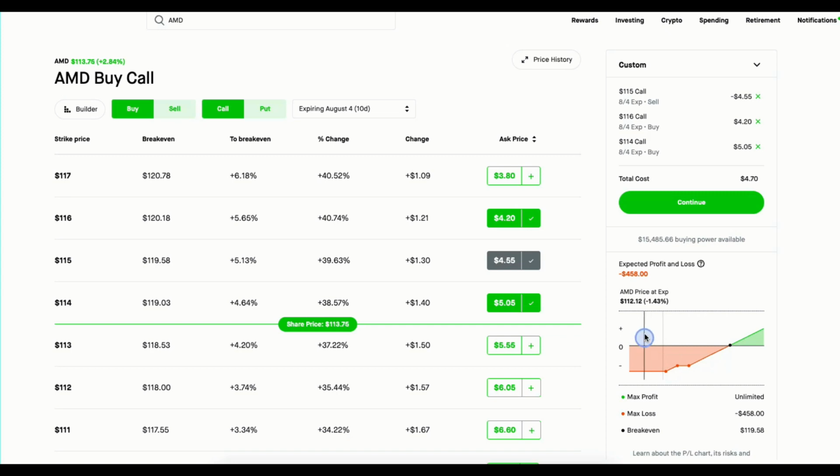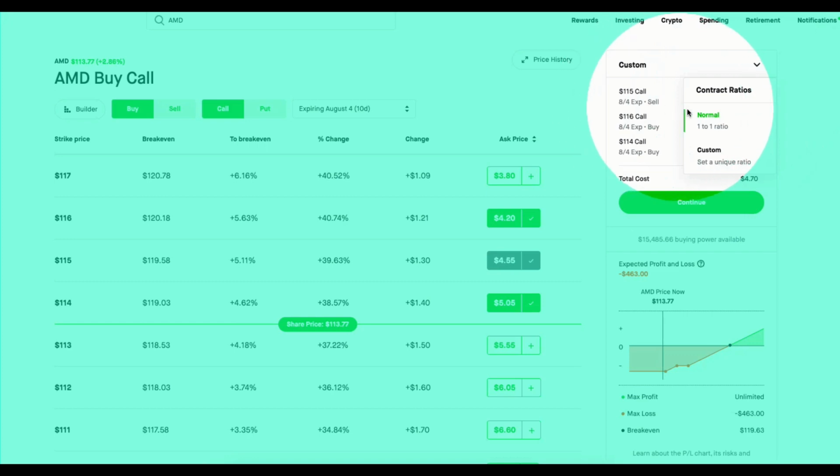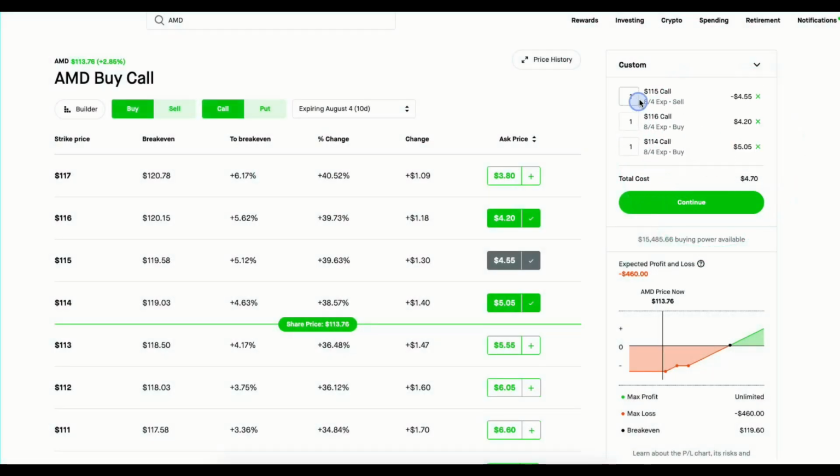If you look at the chart, it's kind of a weird chart right now, but it will make sense, and I will explain that. Once you're done with this, you go to this custom option and balance out the sell and the buy. You see there are two buys and one quantity of sell, so you have to make this two as well. Now there are two sells at 115, and two calls above and below.